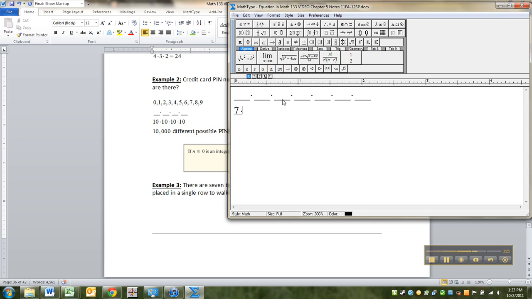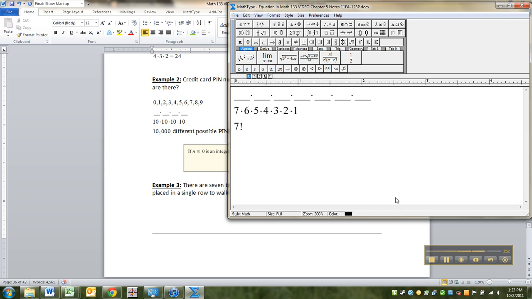But once a kid is placed, then there's only 6 options, and then 5 options, and then 4 options, 3, 2, 1, right? The last kid in line, there's only 1 kid left to be in that spot, so there's only 1 choice. Once you've got a kid placed in the first spot, then there's 6 kids that you have to choose for the second spot, and so on. So in other words, the answer is 7 factorial.